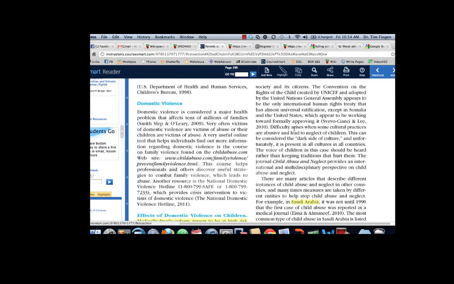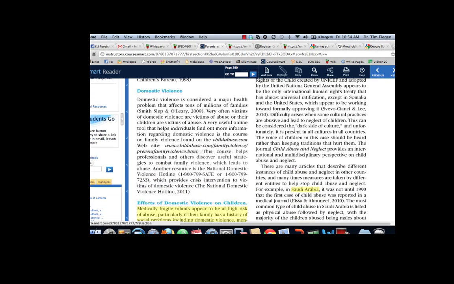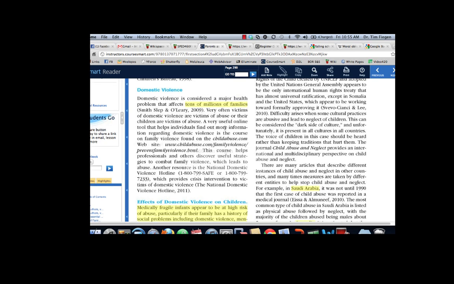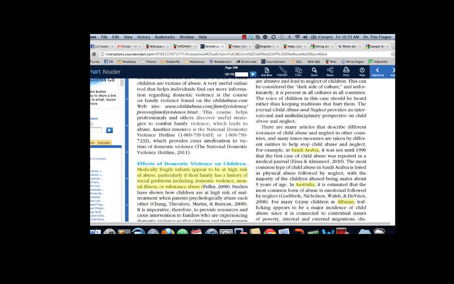And then this on domestic violence. And again, when you hear that, that's been really brought to the forefront in the last 10 years, and it's got a face now and a movement. And so it's no longer a hidden secret, and it talks about here considered to be a major health problem that affects tens of millions of families. It seems like a high number to me, but I don't live in the area where this happens. Very often our victims of abuse, or their children are victims of abuse. And then it talks about this website here and how to do it.